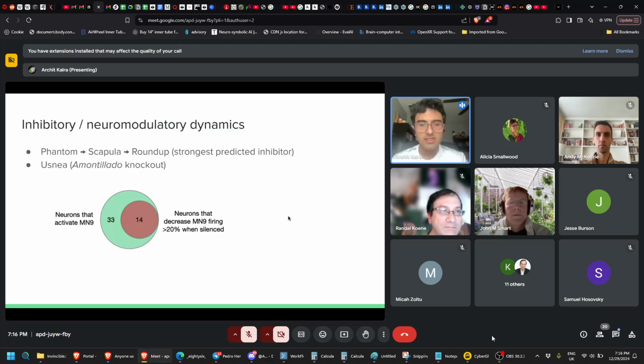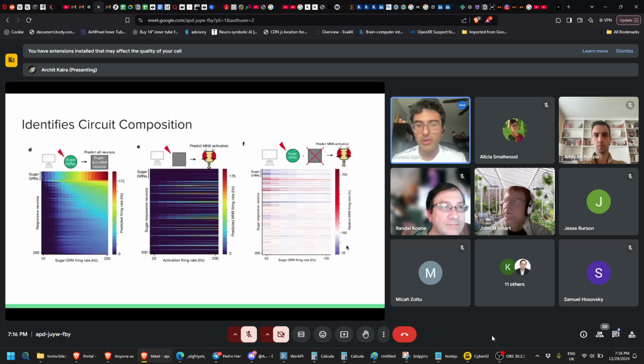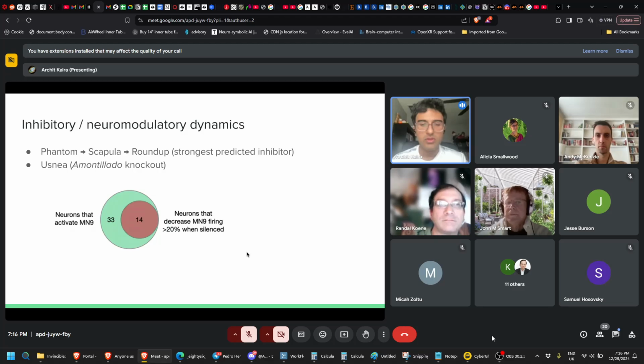Overall, this shows that there's a set of neurons that actually activate motor neuron 9, and those are a total of 47 neurons. But specifically, as we saw in part F of that previous graph, this one right here on the right, certain neurons, when you eliminate them, not maybe silence, but reduce overall motor neuron 9 activity by 20% or more. Those ones were described as inhibitory neurons by the computational model. So there were 14 of those out of 47.